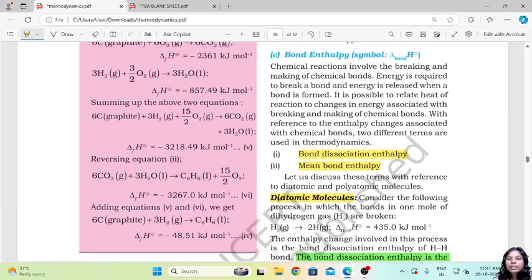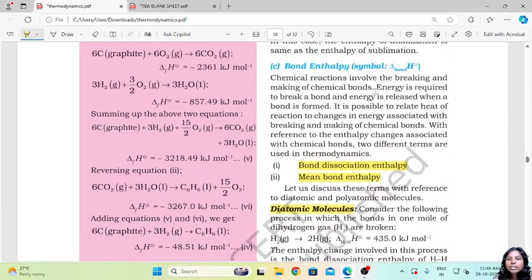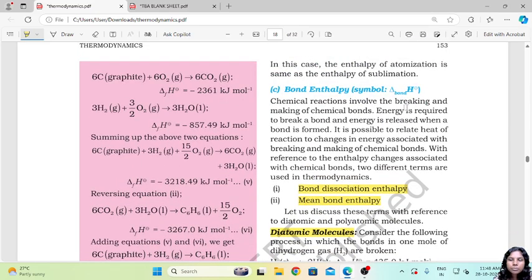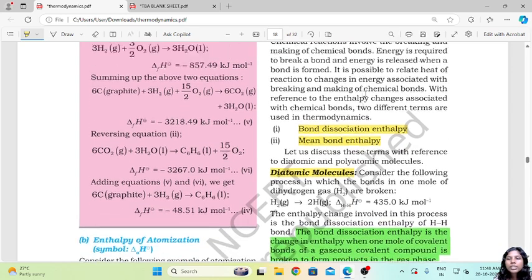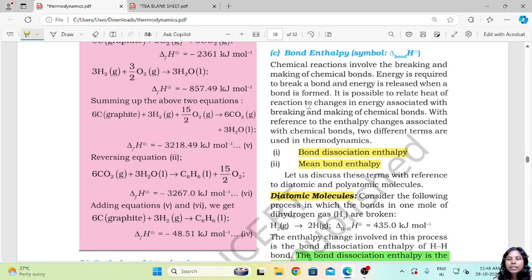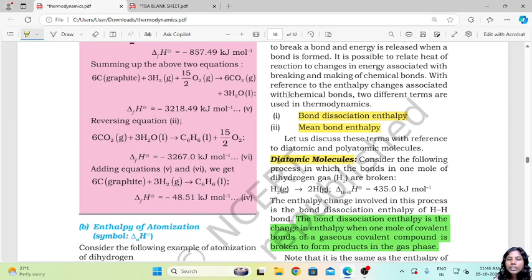Next, let's look at the bond enthalpy. This is given by delta subscript bond H naught. Now, for any chemical reaction that involves the breaking or the formation of chemical bonds, there is some energy that is required to either break that bond or to form that bond. So it is possible to relate the heat of a reaction to changes in energy associated with either breaking or making of chemical bonds.